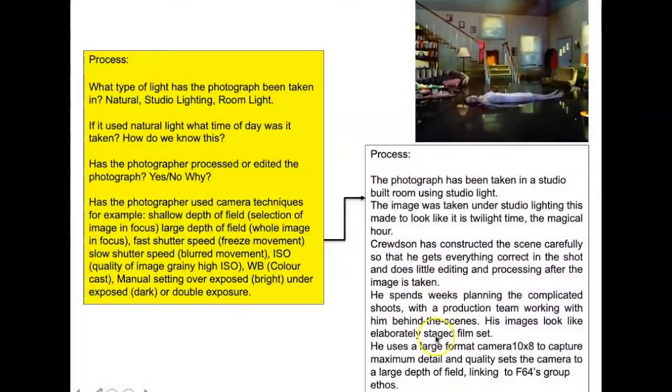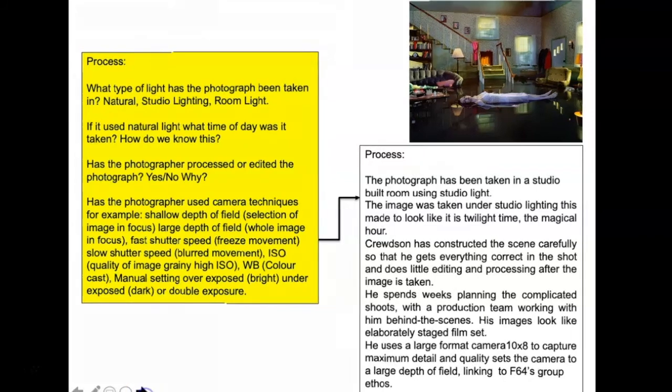Again, you need to research this. What type of camera? So Gregory Crewdson uses a 10-8 plate camera. So do that research. He's painstakingly created this complicated, elaborate sort of stage set for his images. Everything is in large depth of field as well, and he's carefully lit it as well to create that sort of twilight mood within his images.